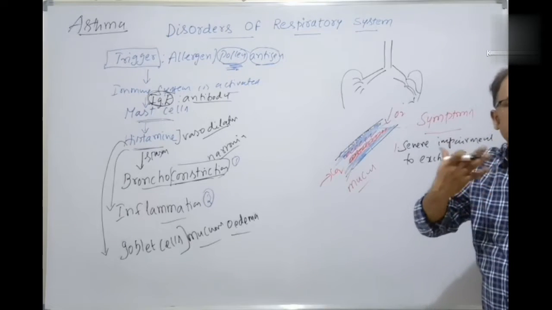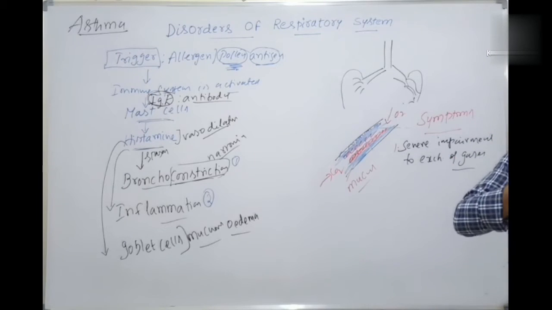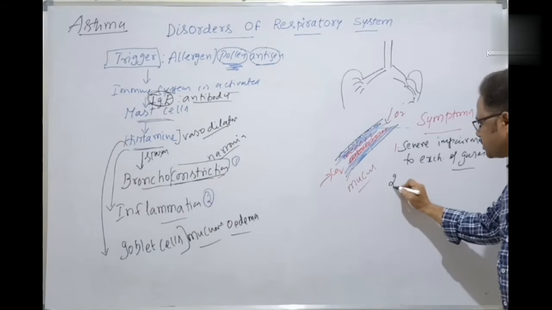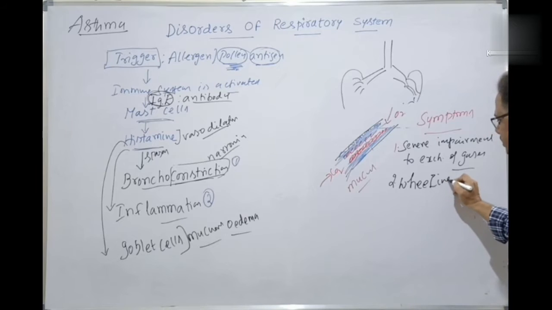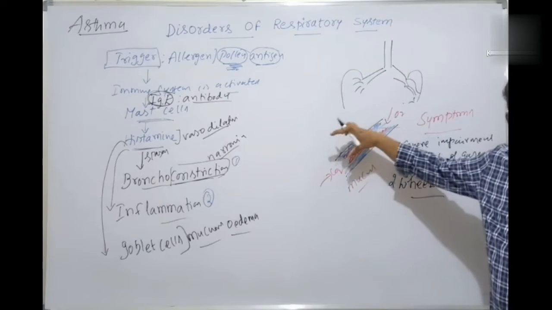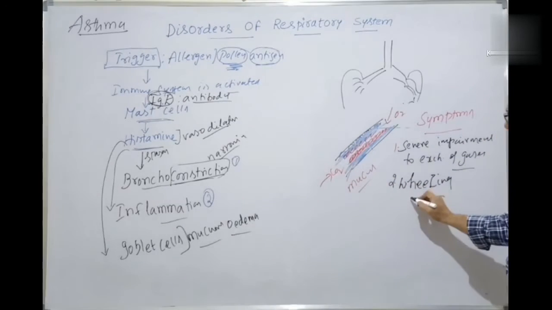Because of this obstruction, some whistle sound comes here. Like this. This whistle sound is called what? Wheezing. The whistle sound is called wheezing. It happens because there is an obstruction now. That's why the whistling sound called wheezing happens here.